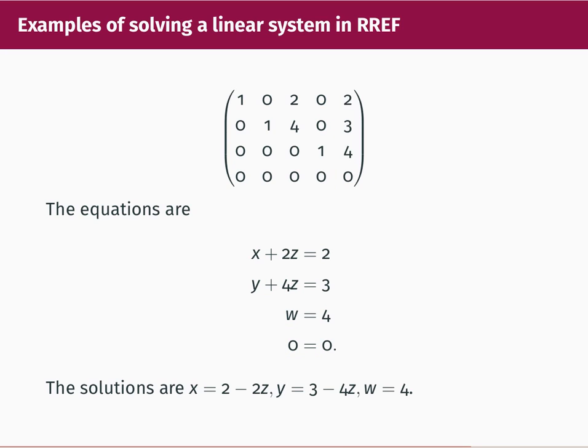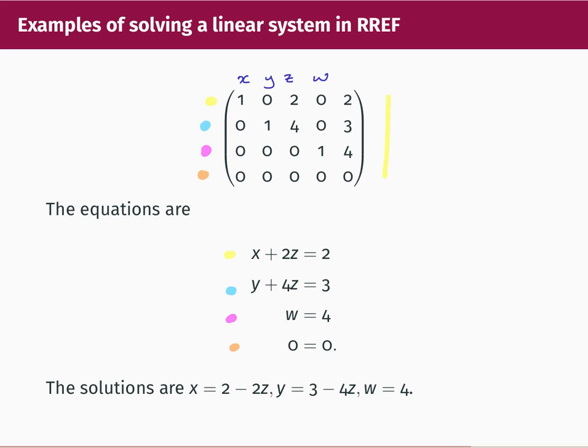On the other hand, consider this different row-reduced echelon form matrix. Again, let's give names to the variables in the system which this augmented matrix corresponds to. We'll call them x, y, and z, and w. The equations this time are from the first row I get x plus 2z is equal to 2. From the second row I get y plus 4z is equal to 3. From the third row I get w is equal to 4. And the fourth row, well, the fourth row says 0 equals 0, so the fourth row doesn't tell us anything at all. We might as well actually miss this off.